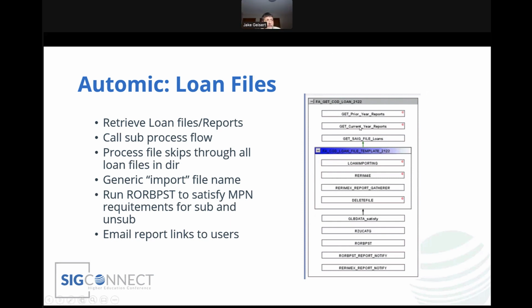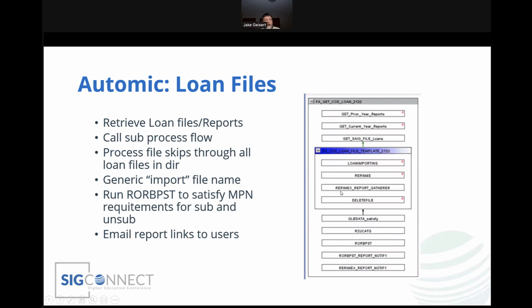Getting prior years reports, getting current year reports, that's basically just going out and grabbing any of those known reports, bringing them inside, letting our users know about them. The get SIG file for the loans, that's getting everything out there that's loan specific and putting it in that directory. Then we're going through that directory, hitting each single file, processing it, archiving it, and grabbing the next one. The loan importing part is going out to the next file in that directory, grabbing it, renaming it to something generic, and then running the next processes.